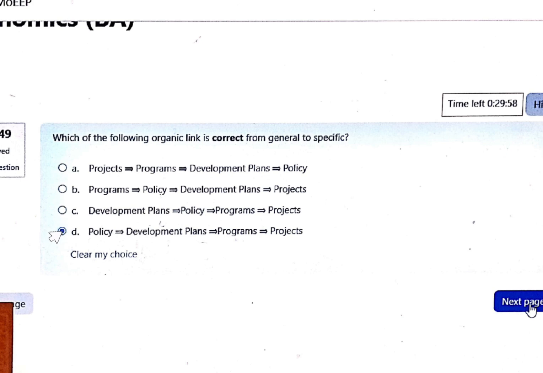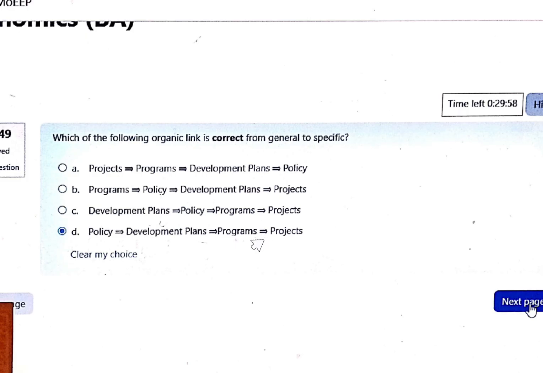Why? Because the organic link in development planning moves from general to specific as follows. The first one is policy. This is the broad national goal and direction. This is the most general level. The second one is development plans. This is a medium-term strategy to achieve policy goals. The third one is program. This is a sector-specific or coordinated set of activities. And the last one is project. This is a specific concrete implementation unit, or the most detailed level.